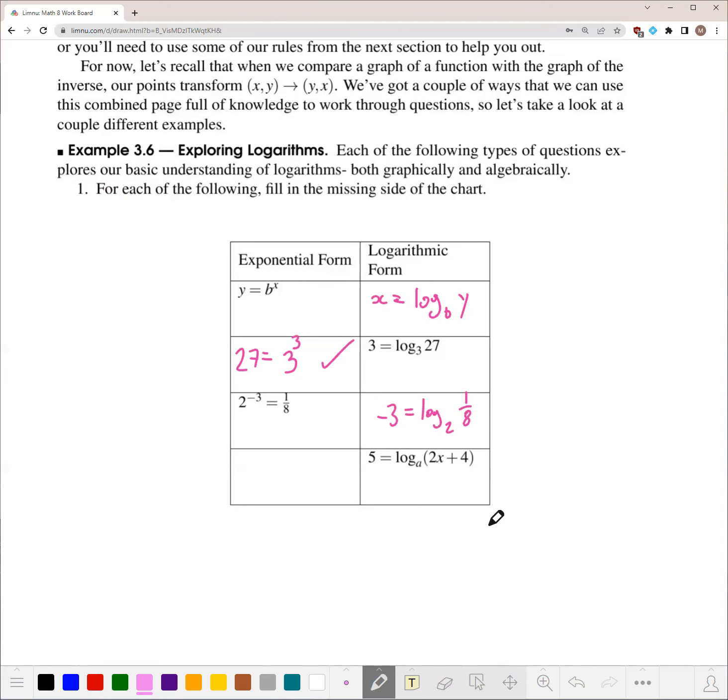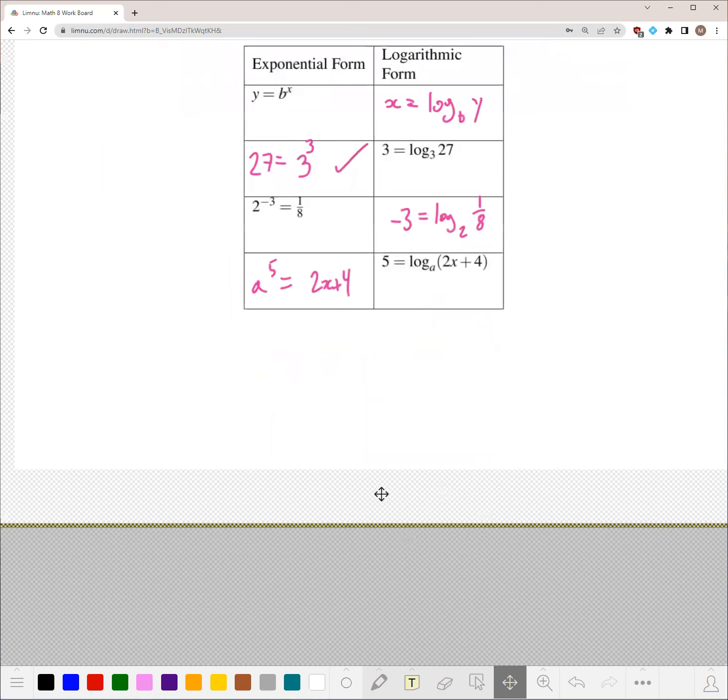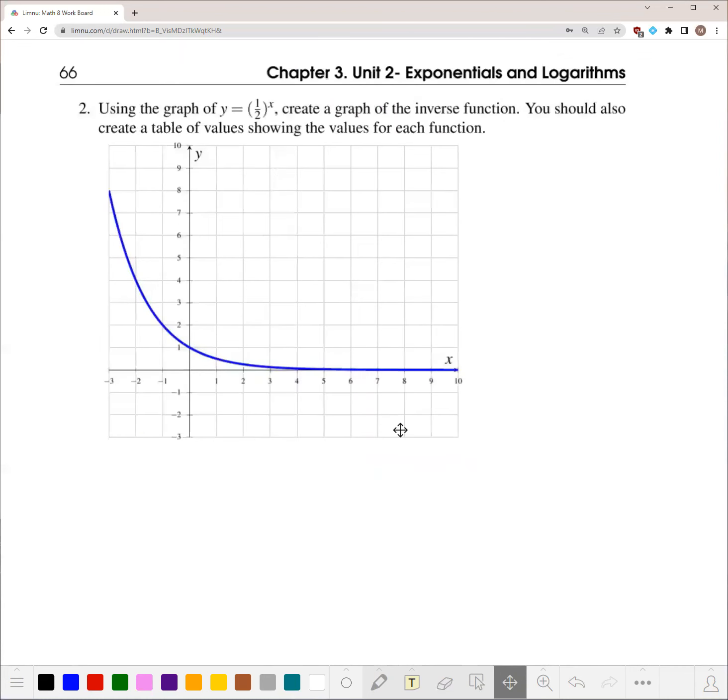Awesome. One more here. We've got to the power of 5 is equal to 2x plus 4. Nice, easy peasy squeezy lemons. Let's take another look at a couple other ideas, like with graphs.